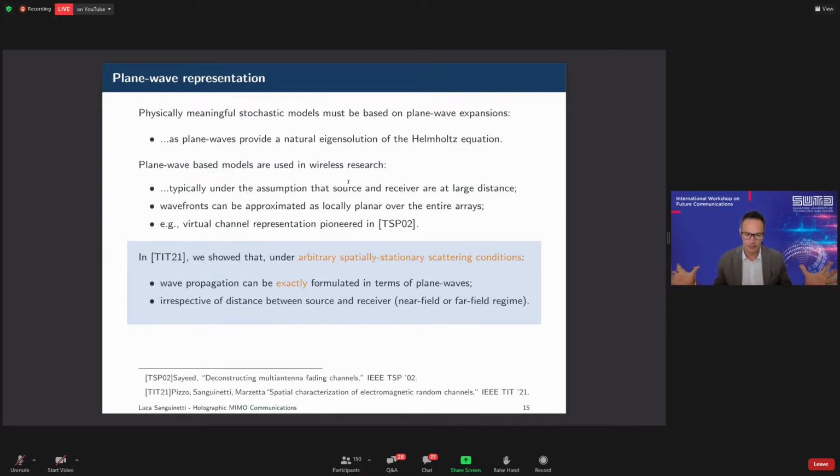But since we are operating with very large antenna arrays and at high frequencies, this assumption is not valid. For example, this assumption was used in the virtual channel representation pioneered by Sayeed in 2002. However, this model is valid only in the far-field region. So in this work, which we have recently submitted to Transactions on Information Theory, we show that under arbitrary spatially stationary scattering conditions, so you can take any scattering condition between the source and the receiver, the plane wave representation can be used to exactly represent wave propagation, no matter what the distance between the source and the receiver is.